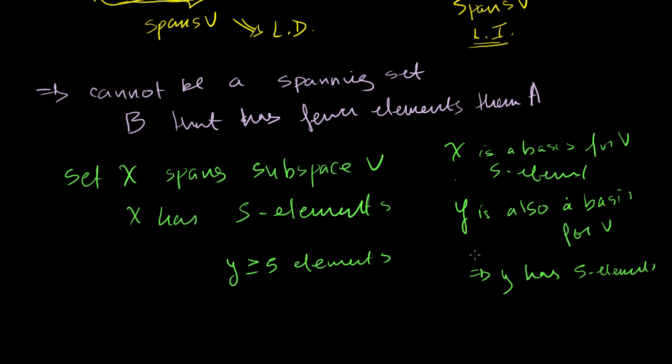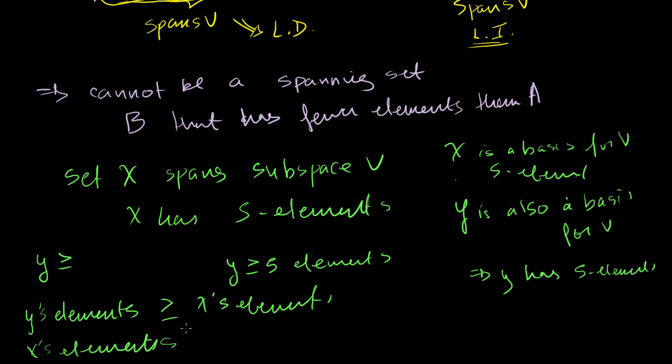But on the other hand, if Y is a basis for V, and X is a basis, X also spans V. So we know that X has to have fewer elements than Y. Y's elements have to be greater than or equal to X's elements, because any spanning set has to have at least as many elements as a basis set. And then since X is a spanning set, X's elements have to be greater than or equal to Y's elements, because Y is a basis. So if this is greater than or equal to that, and that is also greater than or equal to this, we know that the number of elements that X has, or the cardinality, is equal to Y's elements.